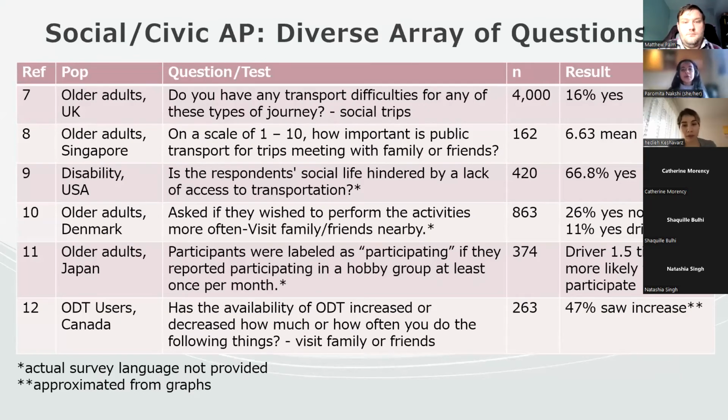So when we focused on the questions, we found that different types of questions and languages were used. Some focused on more of a yes, no type of question, like do you have any transport difficulties for any of these types of journeys, like social trips. And some studies used the Likert scale to see how important public transport is for meeting trips with family and friends.